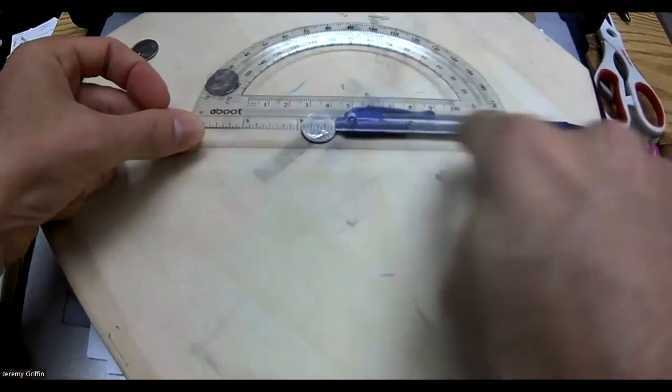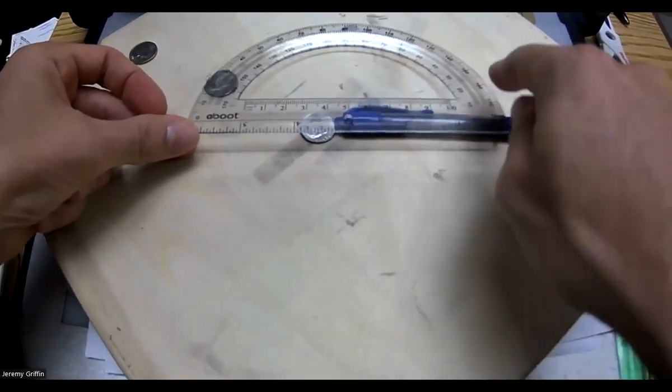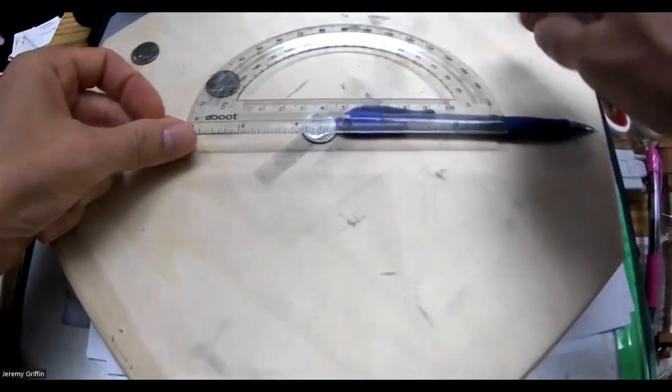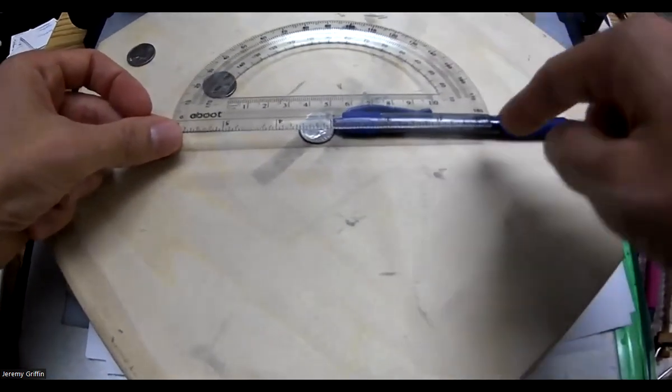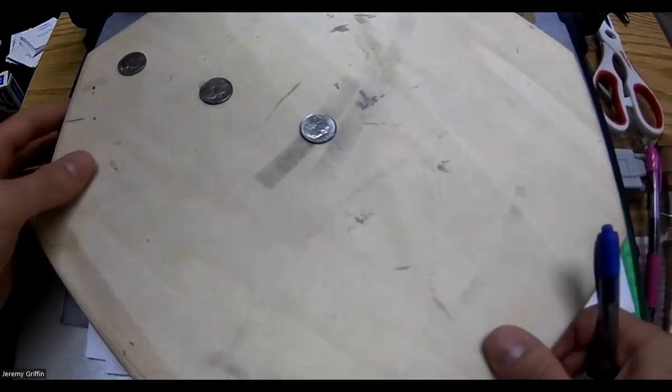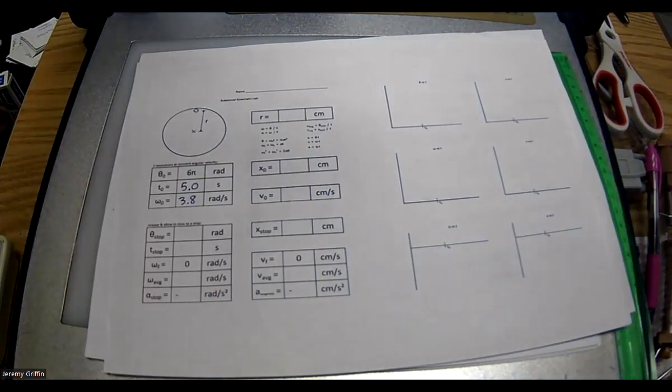So here's 0 degrees right here. That looks about 150. Maybe we'll call it 150 degrees. All right, so it slowed to a stop at 150 degrees. Now how many radians would that be?